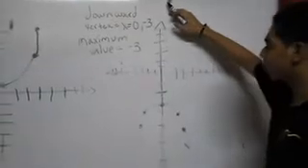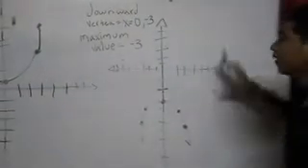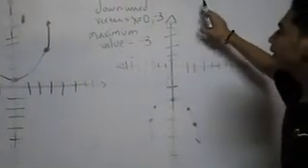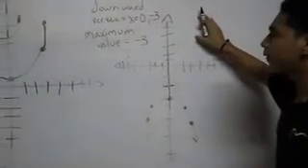This one, the opening of this graph is downward. You may see on this graph, the vertex is 0, negative 3, and the maximum value is negative 3.